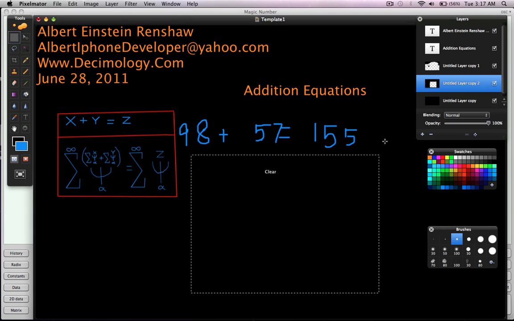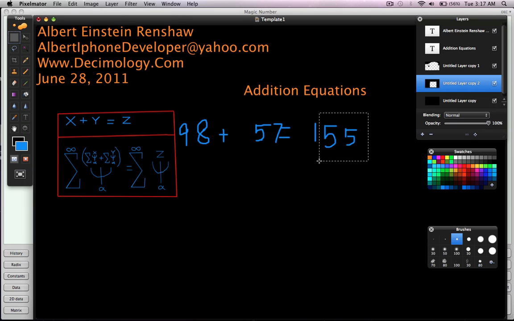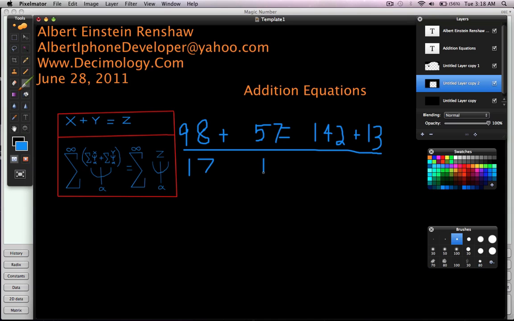So if we were to make this, say, instead of 155, we could make it something like 142 plus 13. And this in itself is a true algebraic statement. So now we have 9 plus 8, which is 17, 5 plus 7, which is 12, 1 plus 4 plus 2, let me put the equal sign, 1 plus 4 plus 2, which is 7, and 1 plus 3, which is 4. Now if we add these two together, 17 plus 12 is 29.